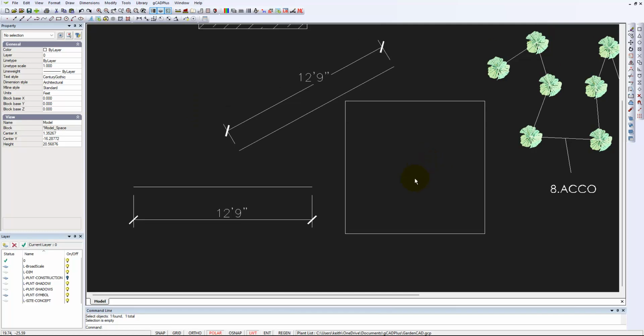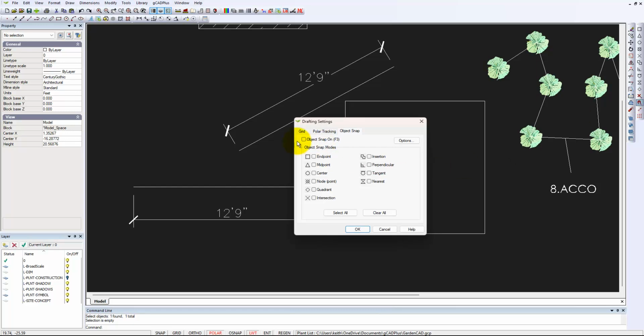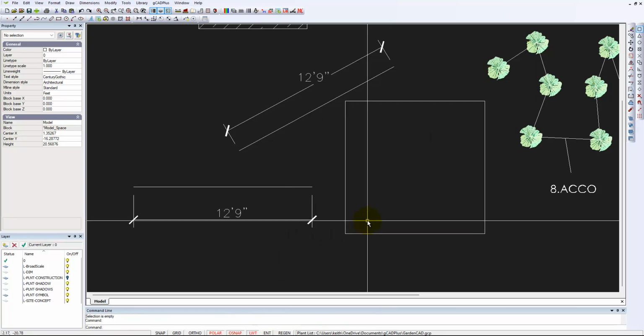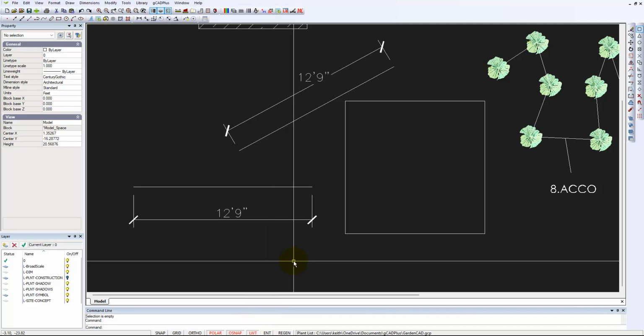Most users would set a layer LDIM as current. They would also come across to their OSNAP settings, turn object snap on, and in most instances we're going to want a running OSNAP, one that's on all the time. Notice down in the status line, when we say OK to that, that OSNAP goes red.